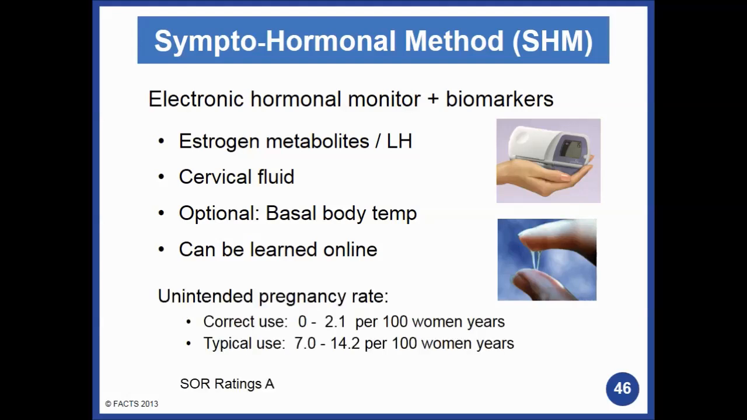This also has very efficacious correct and typical use rates. For the typical use, using the monitor alone, 7 unintended pregnancies were seen per 100 women years, and with monitor and mucus, about 14 pregnancies per 100 women years.